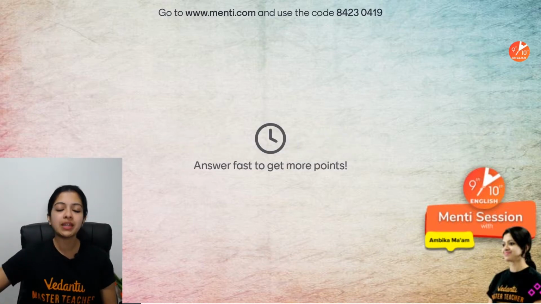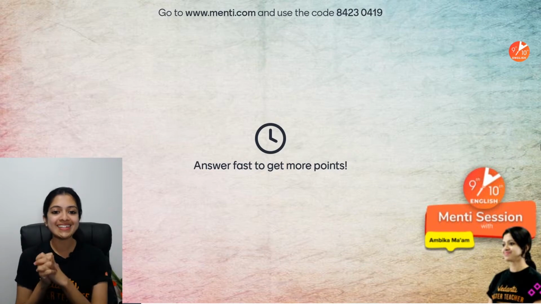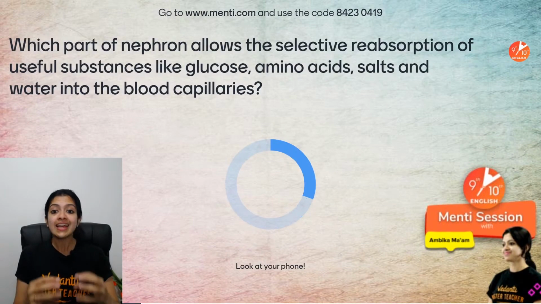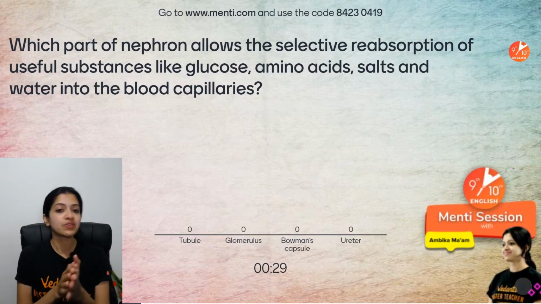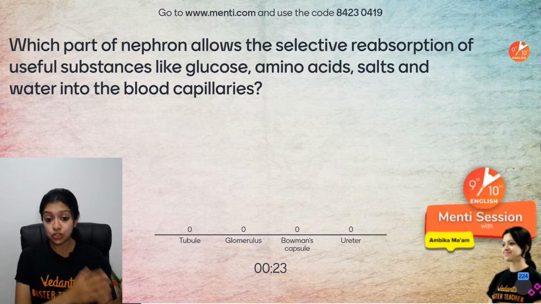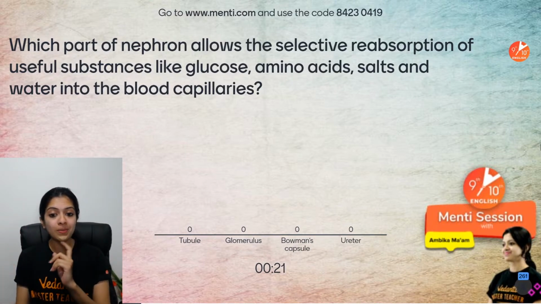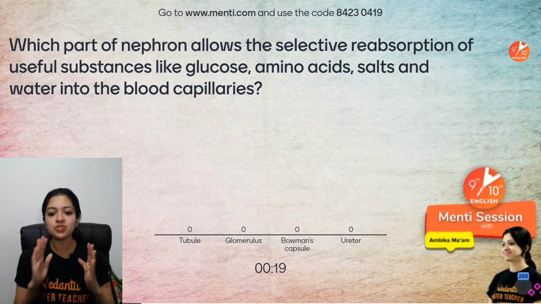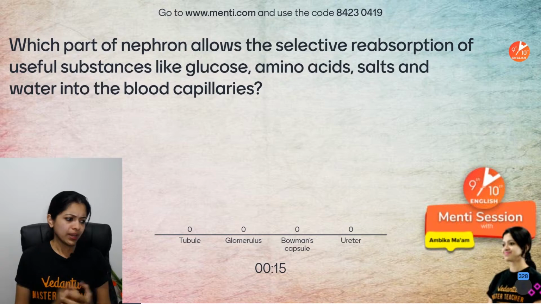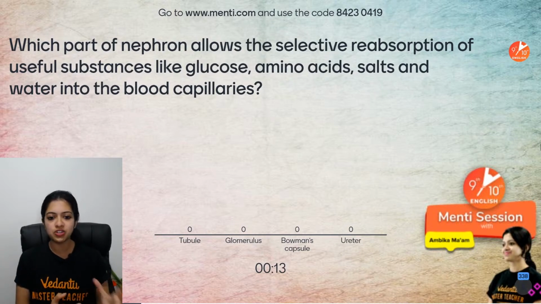All right. Question number 8 on your screen. Which part of the nephron allows selective reabsorption of useful substances like glucose, amino acids, salt, and water into the blood capillaries? Tubule, glomerulus, Bowman's capsule, ureter. What would the answer be? Which part of the nephron would allow for selective reabsorption? My goodness, children.